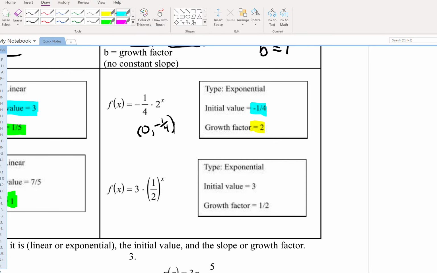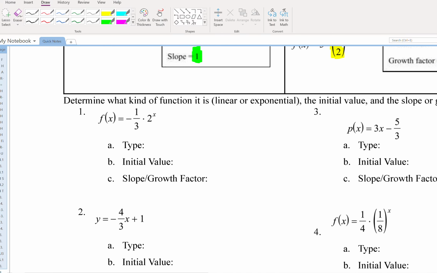Keep in mind that your growth factor can be a fraction. So there's 1/2, and there we go. Let's go down and look at some examples.